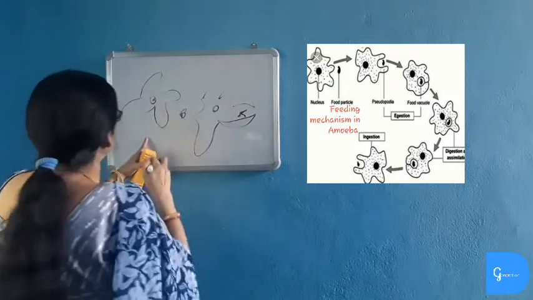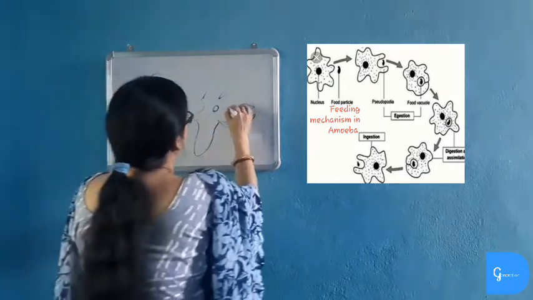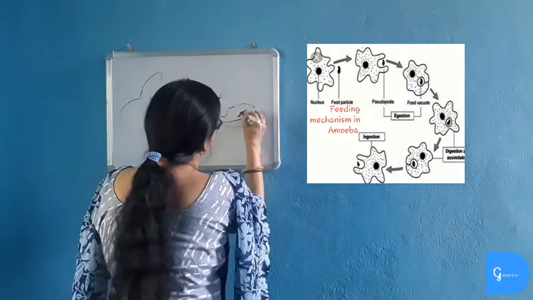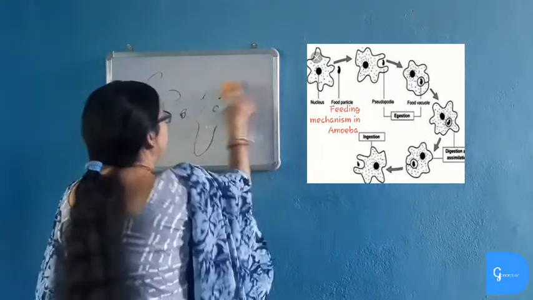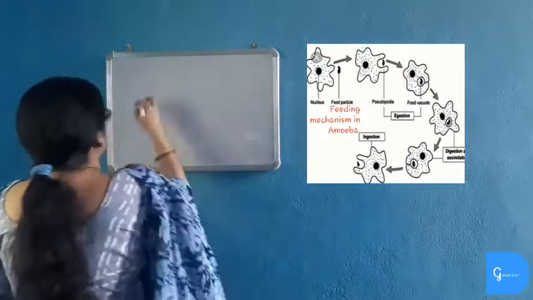Amoeba is a unicellular animal, so it has a single unit. Now the finger-like projection is surrounding the food particle in amoeba. Then it forms a food vacuole.